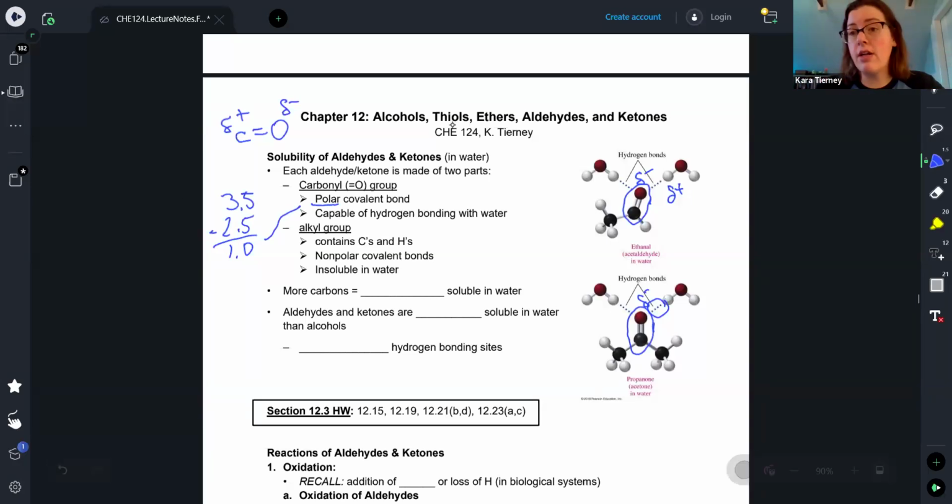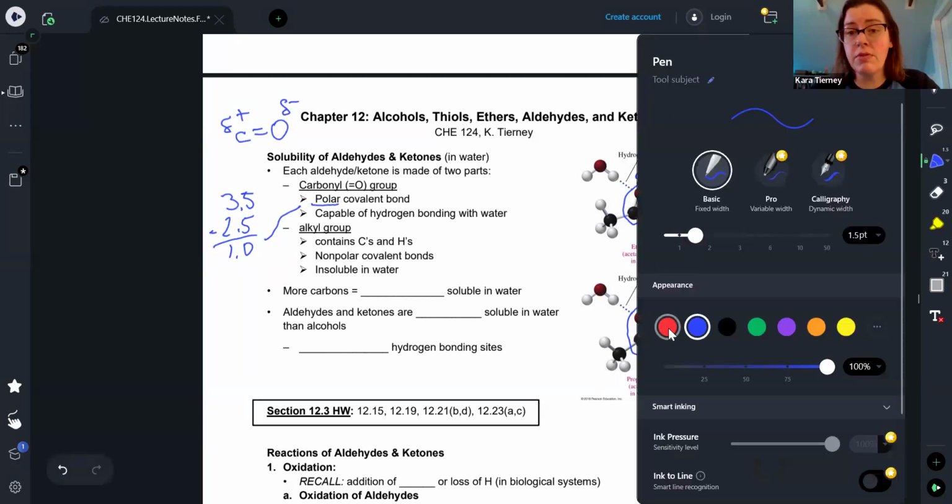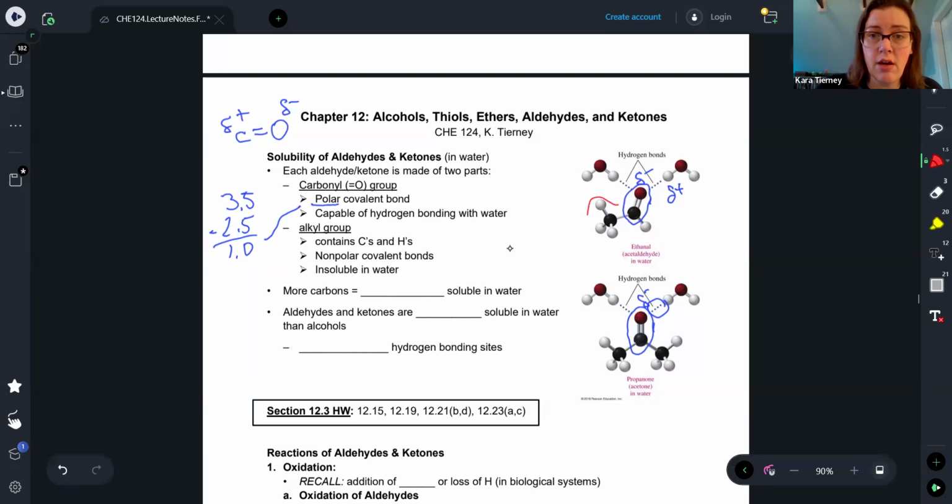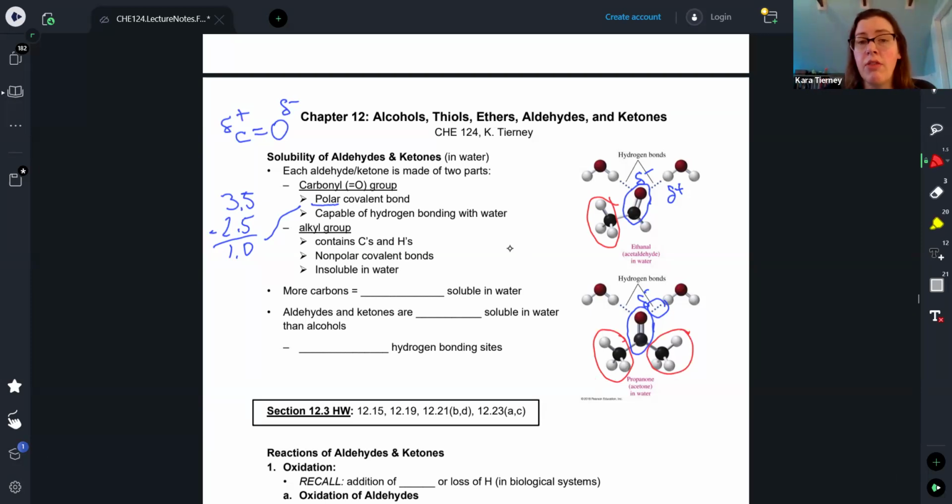However, all of the areas that have those alkyl groups, and let me just change the color. So here in ethanal, here we have these carbons coming off. Those are, if you recall, CH bonds, those are nonpolar. So those are not going to be soluble in water. So once again, we see this push and pull of solubility between the functional group, which does have hydrogen bonding capability, and then the carbons, which don't. So the more carbons you have in a ketone or an aldehyde, it becomes less soluble in water.